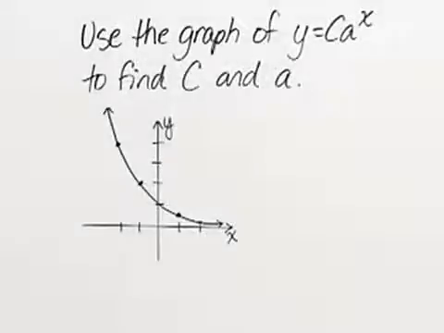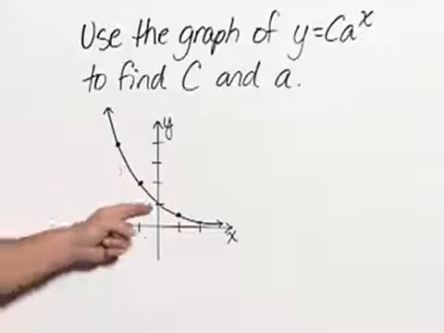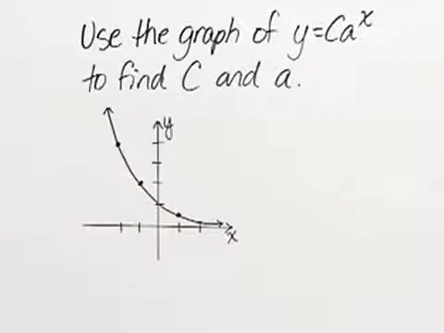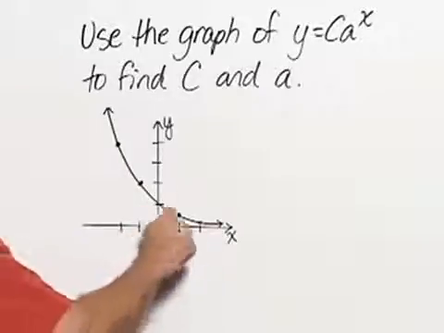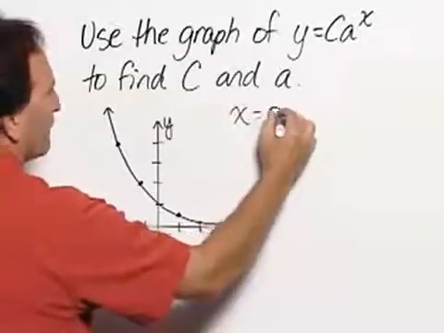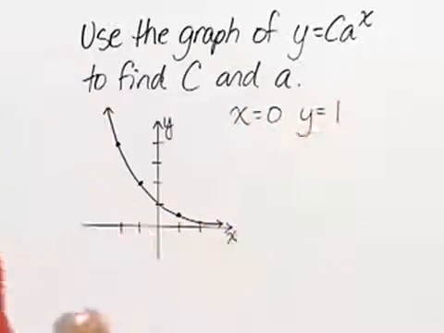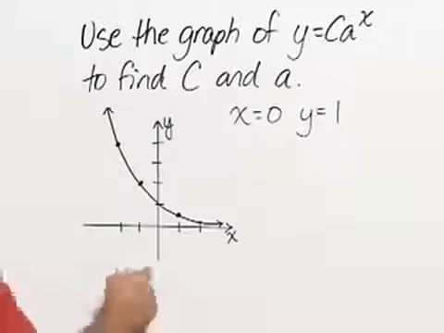Use the graph of y equals c times a to the x to find c and a. So to do that, we look at this graph, and we have a few points. For example, we have the point when x is 0, y is equal to 1. And we also have a few other points.